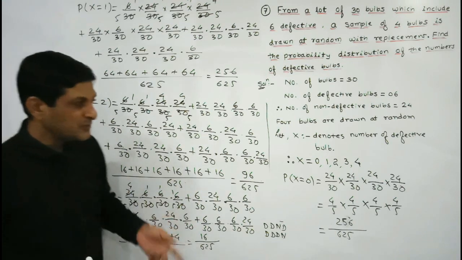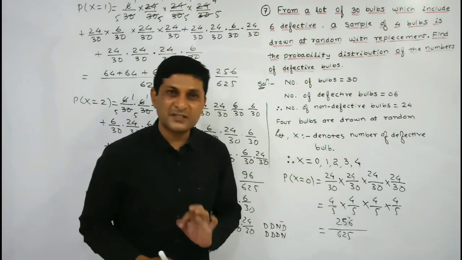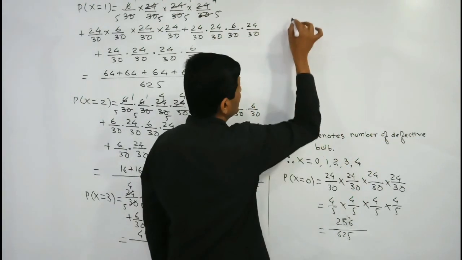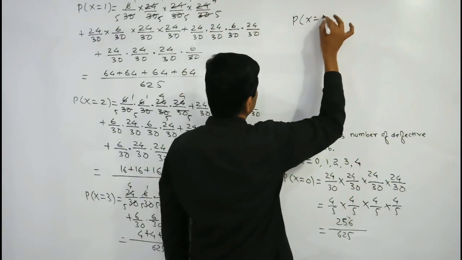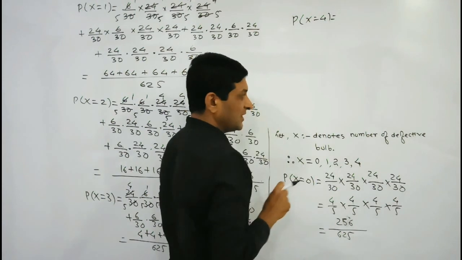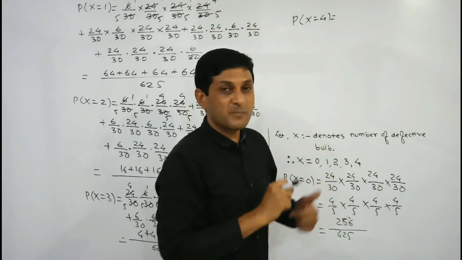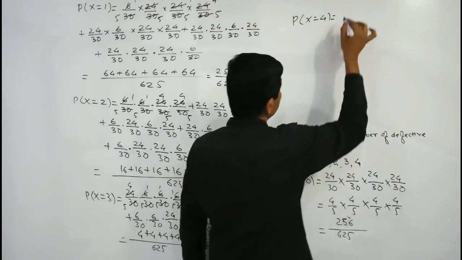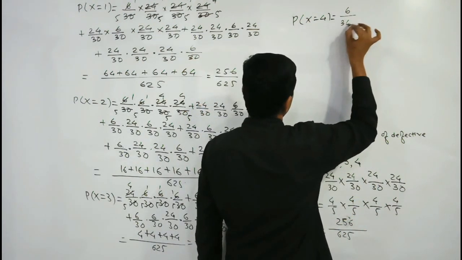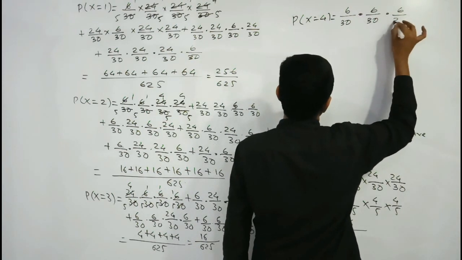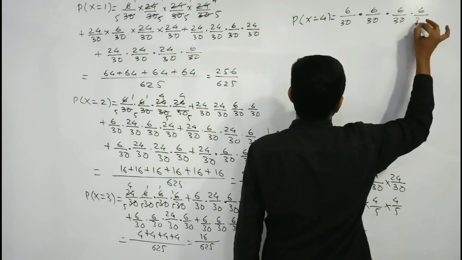Now lastly we are trying to find out probability when x is equal to what? 4. Now let us try to find out probability when x is equal to 4, means P of x equals 4. x is equal to 4 means all the 4 bulbs are defective, because x denotes the number of defective bulbs. If first bulb is defective means its probability is 6 by 30, second is also defective means 6 by 30, third is also defective means 6 by 30, and last is also defective means 6 by 30.